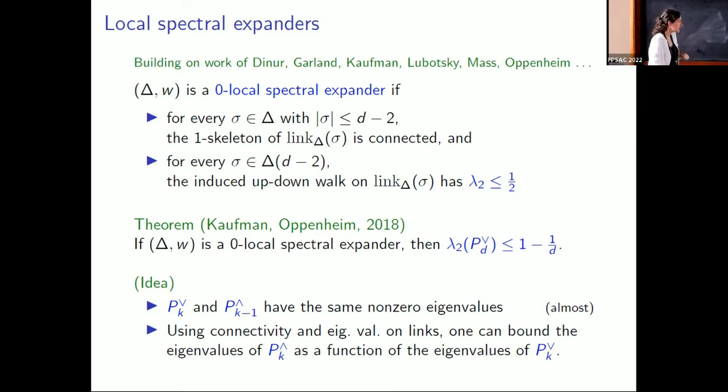You can relate eigenvalues of starting at k elements and going up and then down. You can bound these eigenvalues as a function of the eigenvalues you get from going down and then up. And so this lets you inductively work your way up this entire poset from very tiny pieces to large random walks.